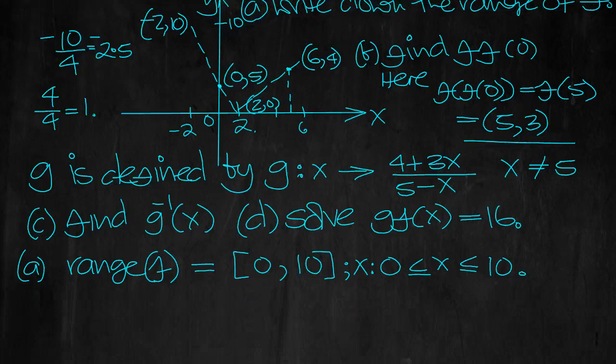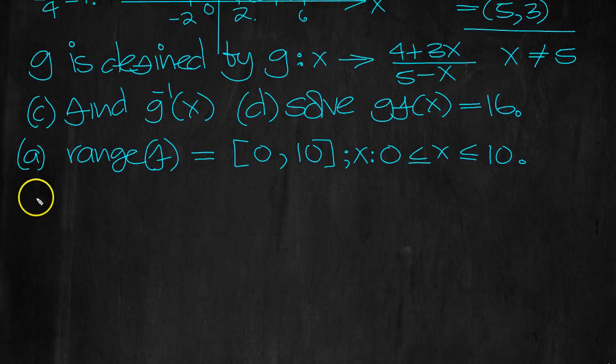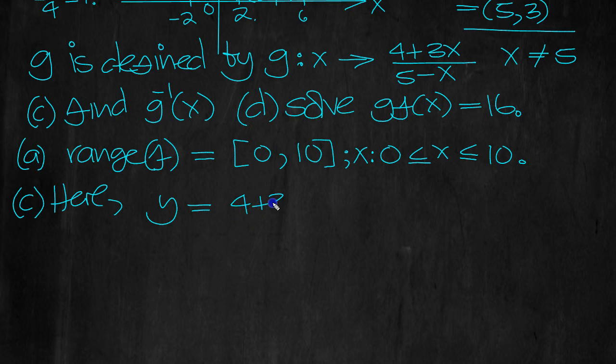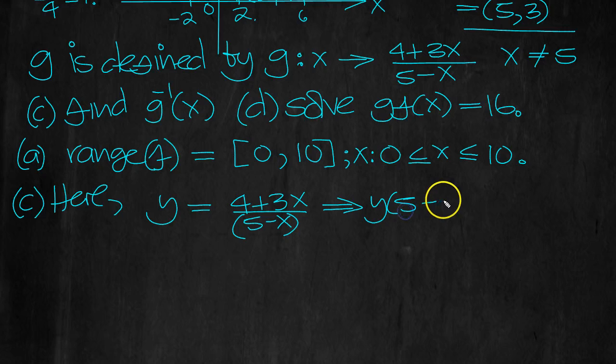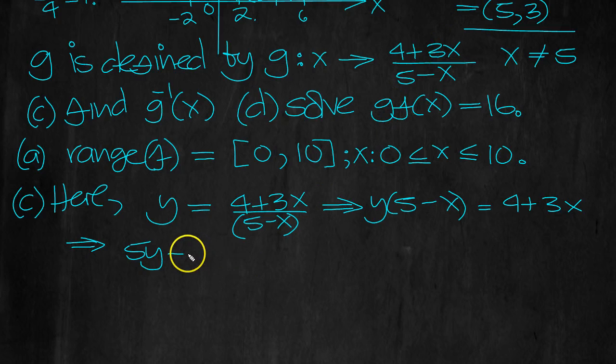G now. G is defined by this. Find g to the minus 1. So let's have a look at that. So here, let y equal (4 plus 3x) over (5 minus x). So that tells us, move this term up to be with the y. y lots of 5 minus x is equal to 4 plus 3x. Expand the bracket, 5y minus xy, or yx minus y times x, equals 4 plus 3x.